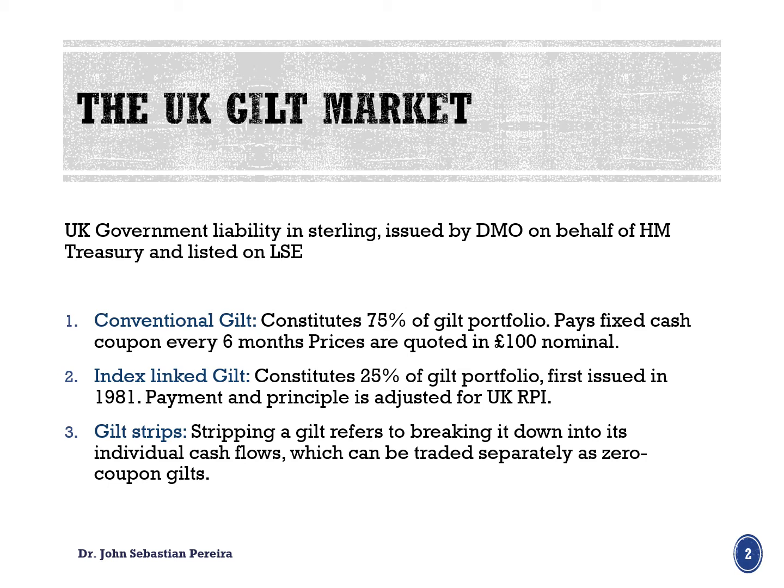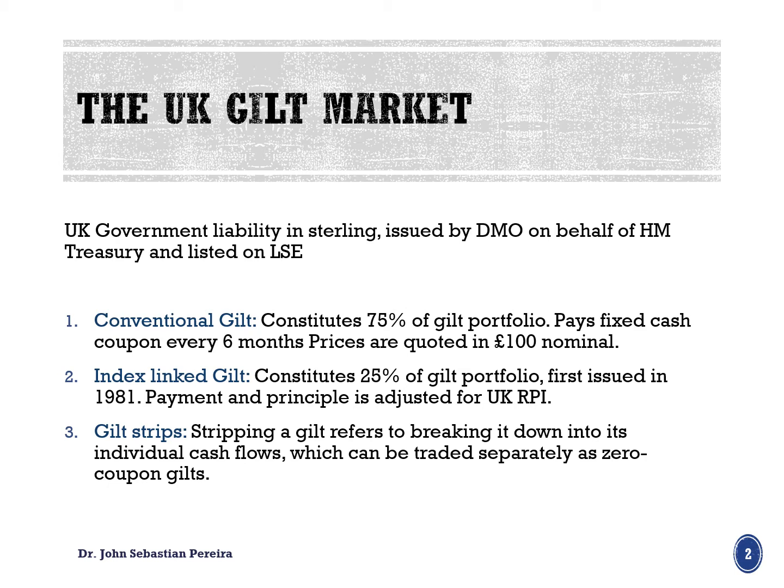The other 25% of the gilt portfolio is comprised of index-linked gilt. Generally, these kinds of investments are linked to the retail price index for the UK. So it adjusts for any inflation loss in the payment to the investors. It was first issued in 1981 and it is continuing since then.